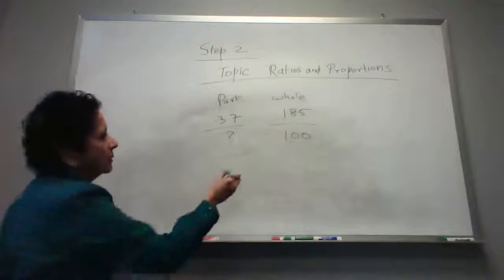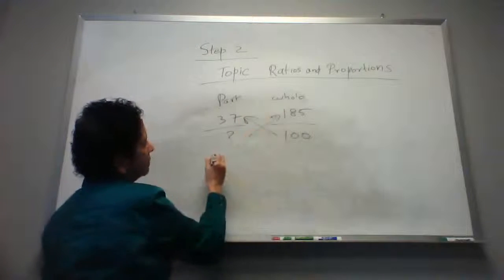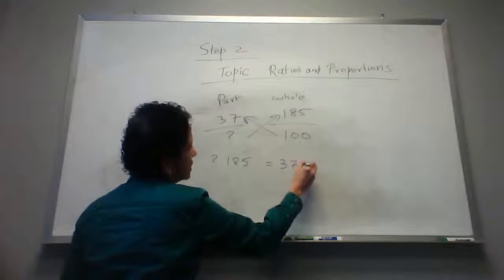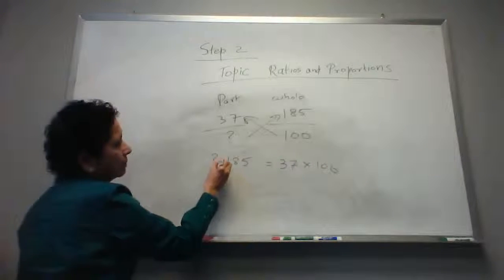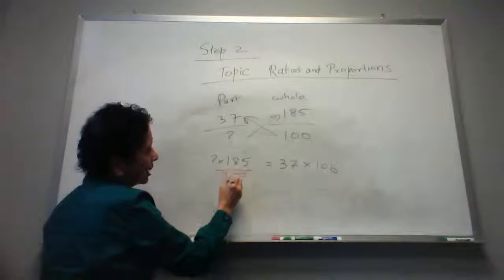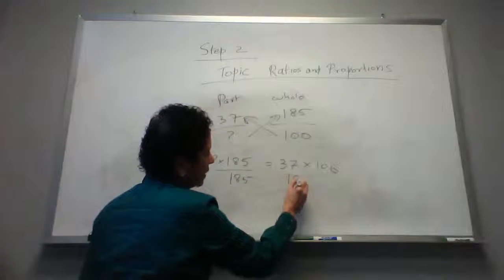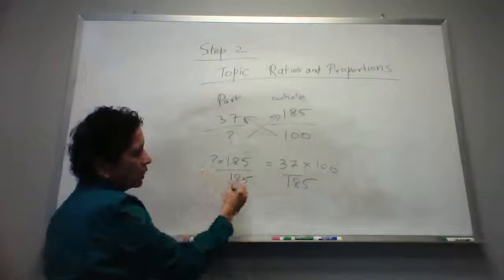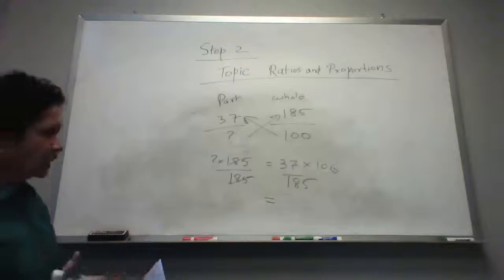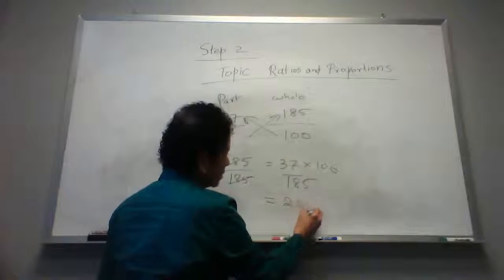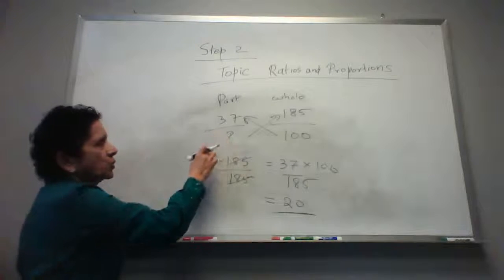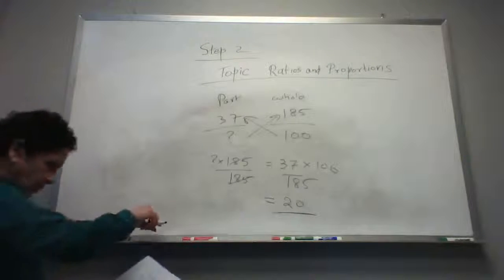So then you just do the cross multiplication. Question mark times 185 equals 37 times 100. I don't want 185, I just want to solve for the question mark. So I divide both sides by 185, right? Then this is gone, I have the question mark. The right hand side, 37 times 100 divided by 185, comes out to be exactly 20. So the answer is 20%, okay? This number is 20, so that means 20%, right? Okay.